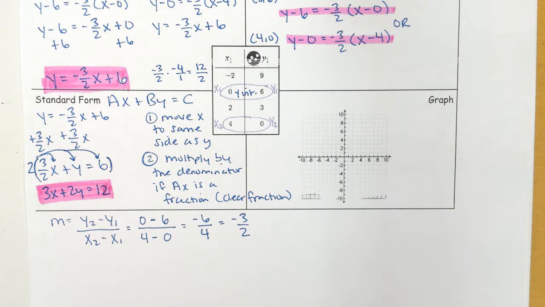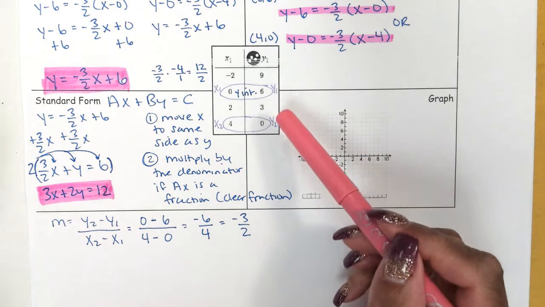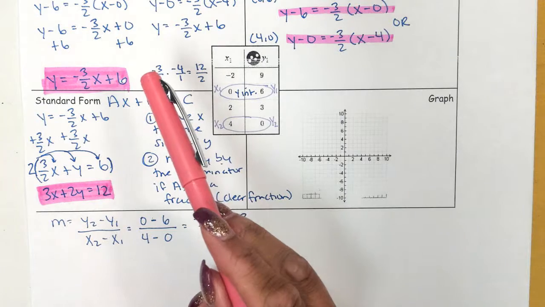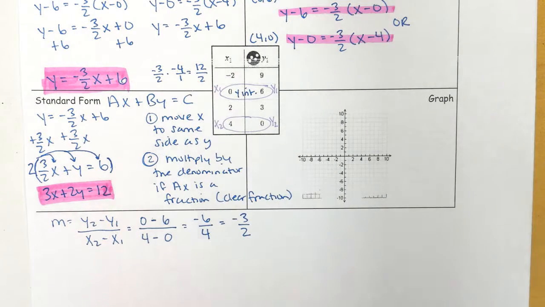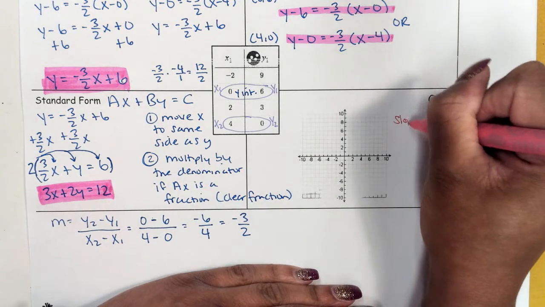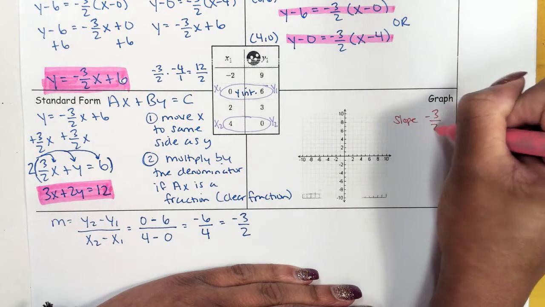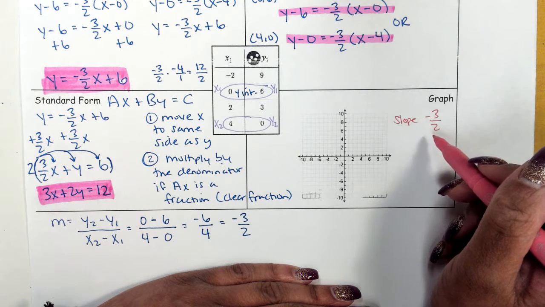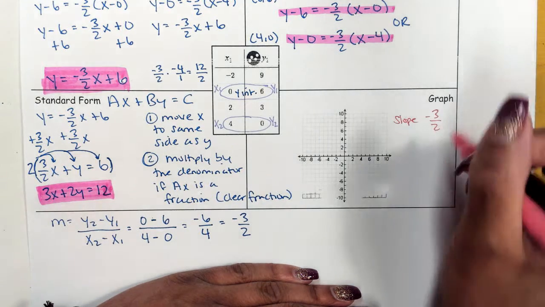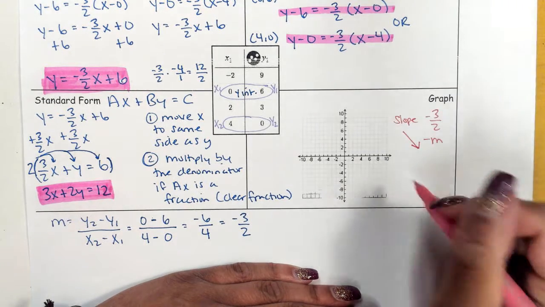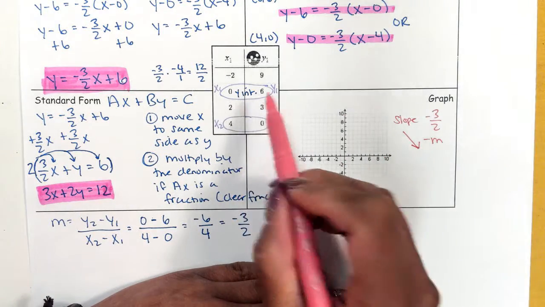And last but not least, we can graph. Now we can graph by listing or plotting all of our points. We can graph by using our slope-intercept form. So either one is fine. But note, we do have our slope, which is negative 3 over 2, so we're going to rise or go down 3 and go over 2. Note, it is decreasing because our slope is negative. So our y-intercept is (0, 6).